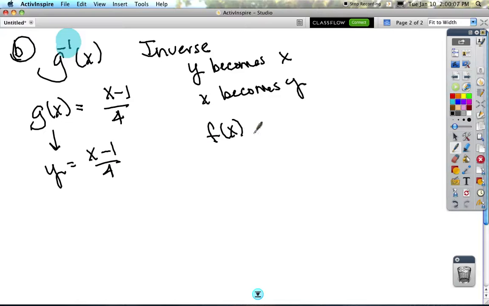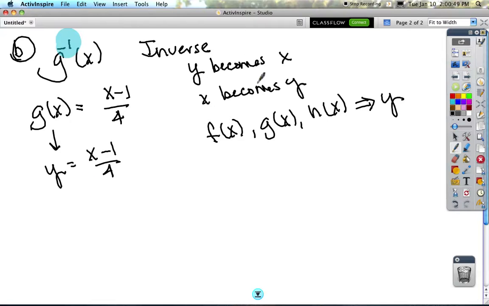Anytime you have f of x, g of x, h of x, it doesn't matter. All those can be written as y. It's just a different notation. Y'all can put LOL and it means laugh out loud. They're the same thing. F of x can also be written as y. G of x can be written as y. So now do I have a y? Yes. Have I done anything yet? No.